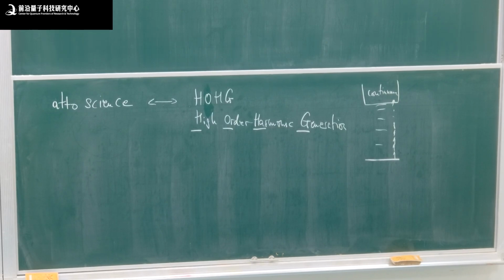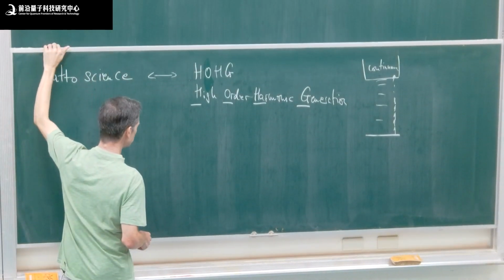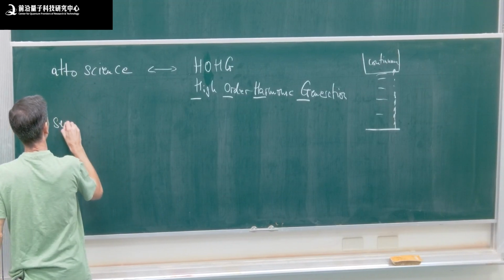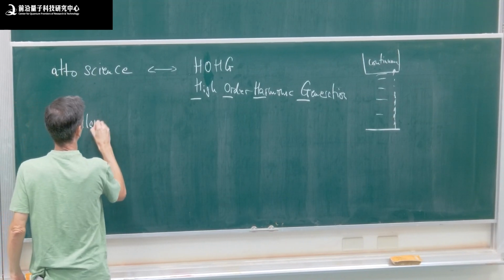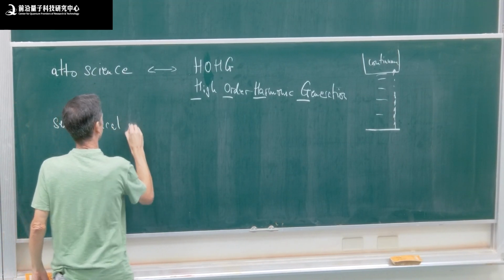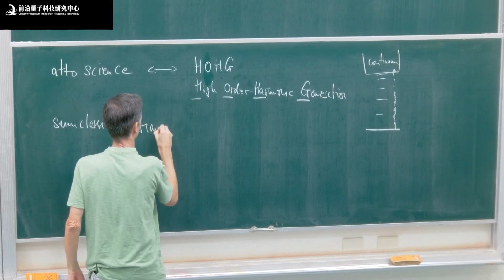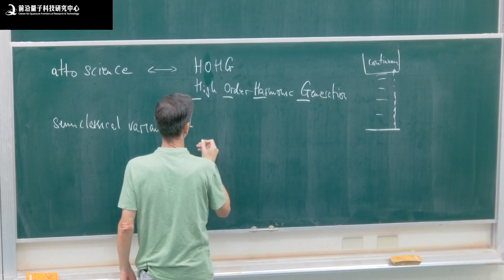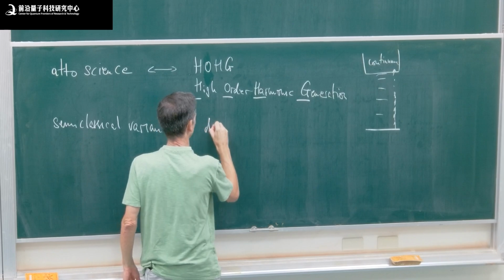And now, since in this field often you are not dealing with a quantized field but with classical laser fields, you do something which is called a semi-classical approach in light-matter interaction. So, a semi-classical variant of the dressed state picture.